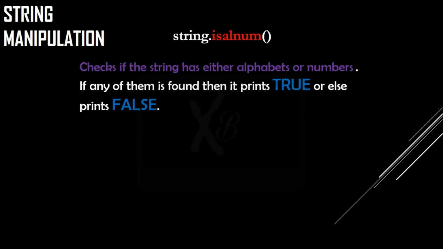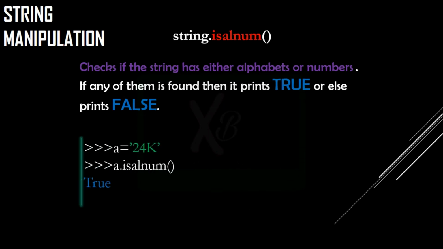String.isalnum checks if the string has either alphabets or numbers. If any of them is found, then it prints true, or else prints false. Example, a is equal to 24k as a string, and a.isalnum gives true. Isalnum is short for is alphabet or number. If any one is there, it's going to give me true. So 24k, 2 is a number, of course, and k is an alphabet, so true.